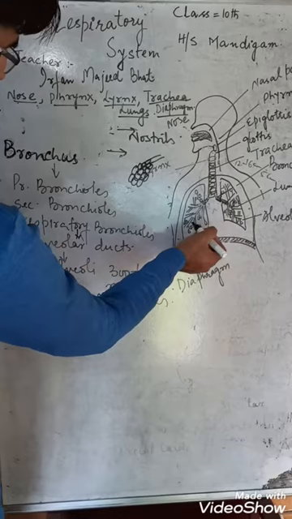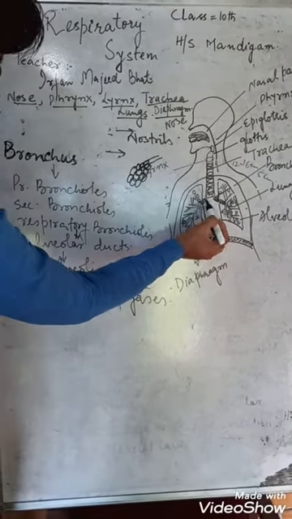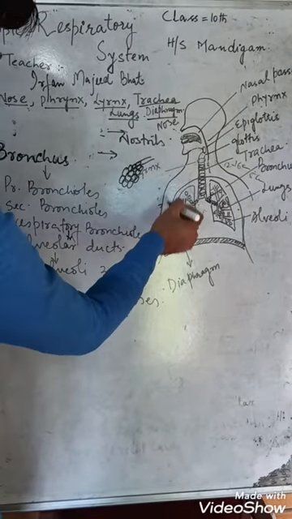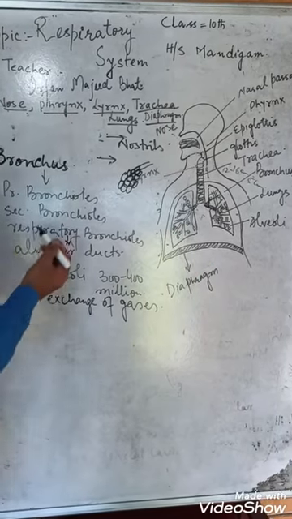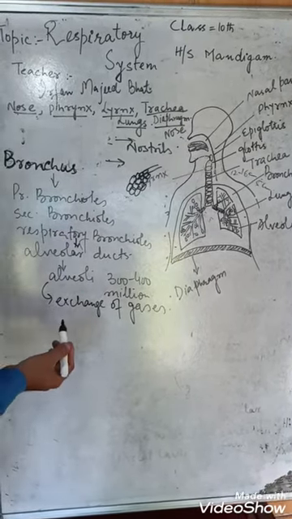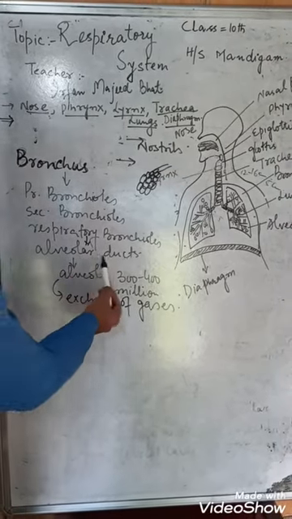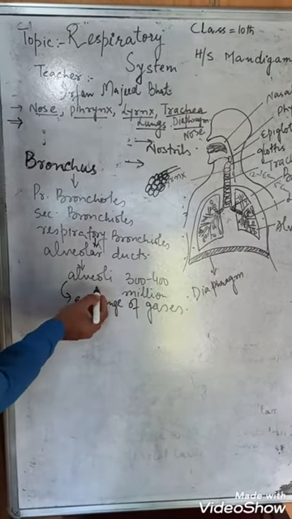Trachea, once it enters into the lungs, gets divided into two branches. Here is the left branch and right branch. They are called the bronchi, and the bronchi get divided into further branches, which are called the primary bronchioles, and then the primary bronchioles into the secondary bronchioles, and then into respiratory bronchioles, and then into alveolar ducts, and finally they find their place inside the air sacs called the alveoli.